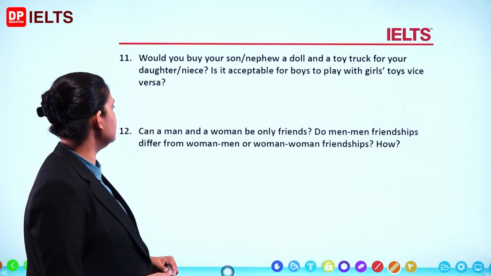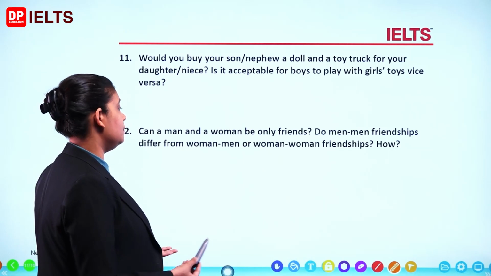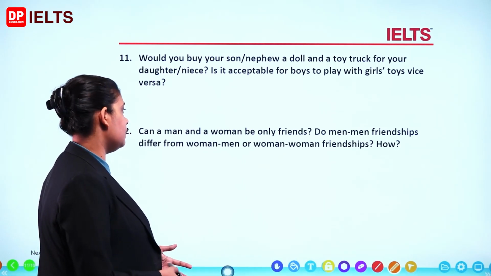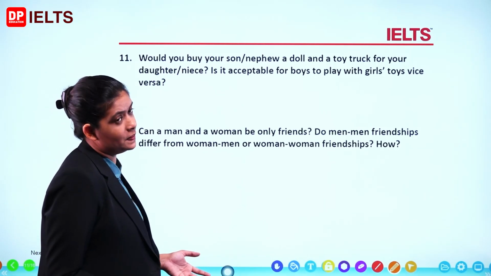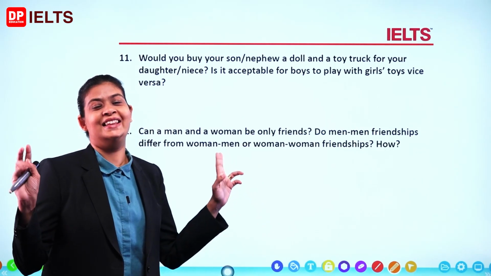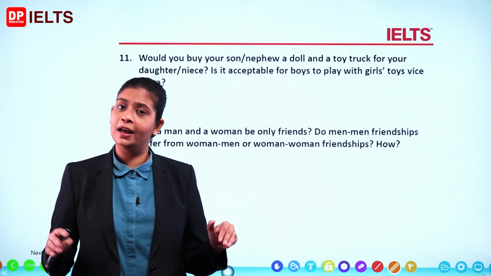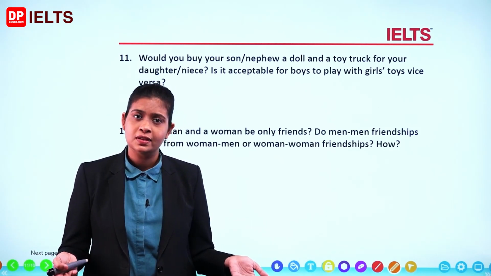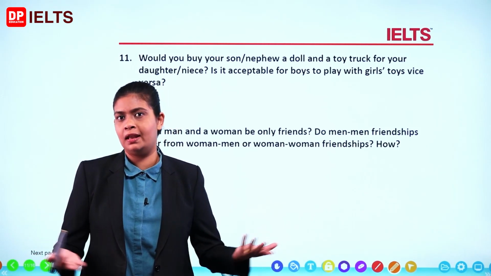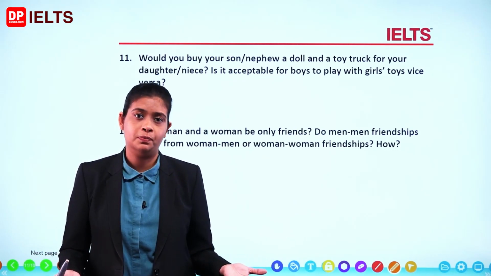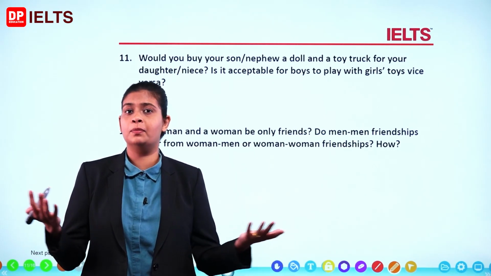Can a man and a woman be only friends? Do men-men friendships differ from women-men or woman-woman friendships? So this might be a hot topic in Sri Lanka. I think men and women can be friends. And it's no different to a men-men or women-women relationship. You can have best friends who are from opposite sex.